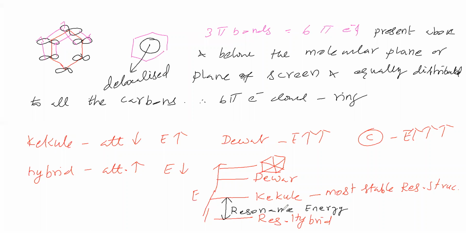Resonance energy is higher means these two levels are separated by a higher distance. That means this resonance hybrid goes much lower than this most stable resonance structure. Resonance hybrid goes much lower in the sense its energy is much lower, and its energy being much lower means its stability is much higher. Therefore, higher resonance energy means the stability of the species is also higher. So this is about resonance.